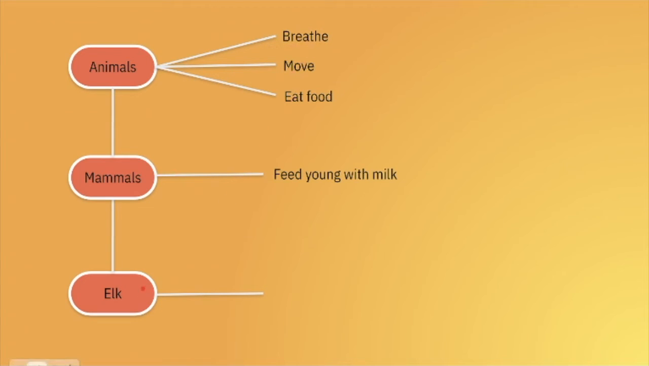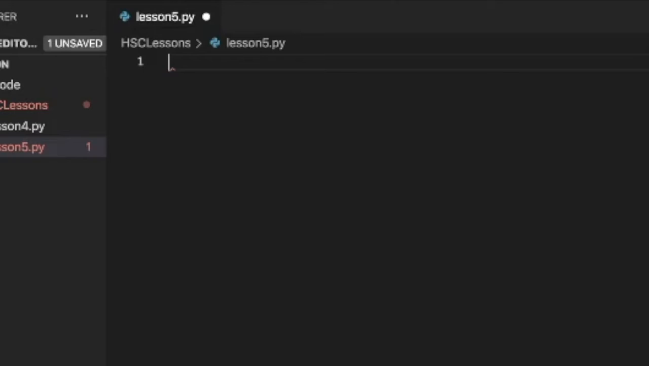Now if we move down one step further, we then have elk, which is a mammal. An elk's characteristic is that it is an herbivore and it eats plants, but it also has all of these previous characteristics or functions, as it is the child class of both of these two. To create these characteristics, we create them as functions. So we'll have the class animals, and then in it we will create the functions or characteristics breathe, move, and eat food.